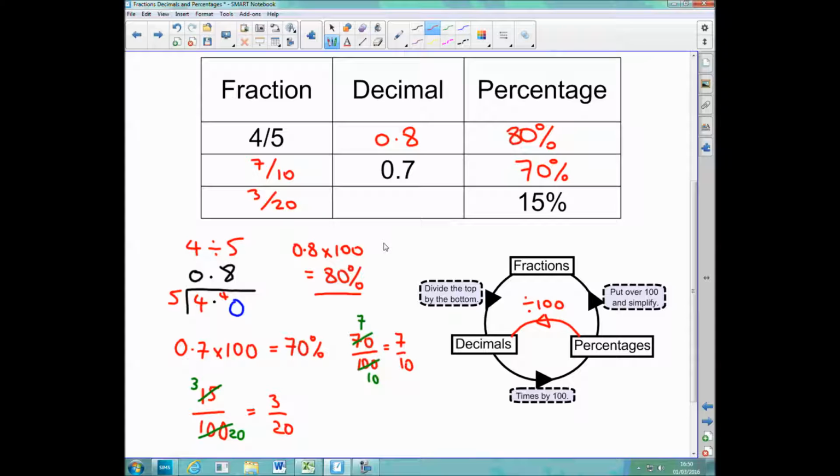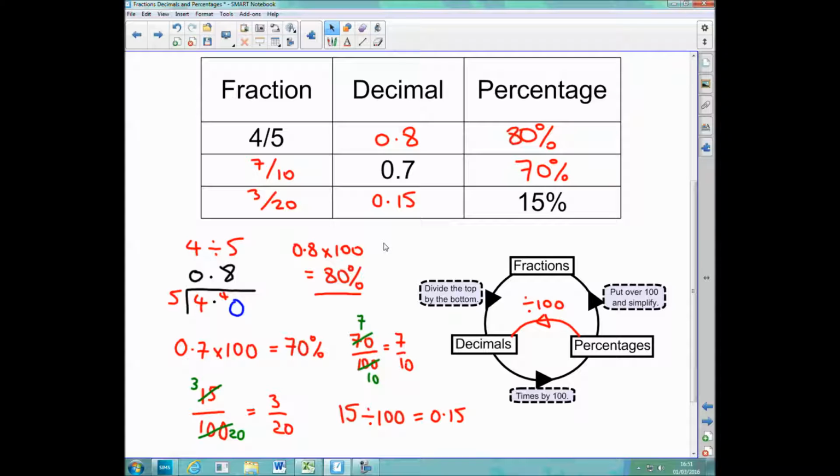Okay, and lastly, we want to change it to a decimal. Now we could do 3 divided by 20, but if you remember, it's a lot easier to do 15% and divide it by 100, which is 0.15.